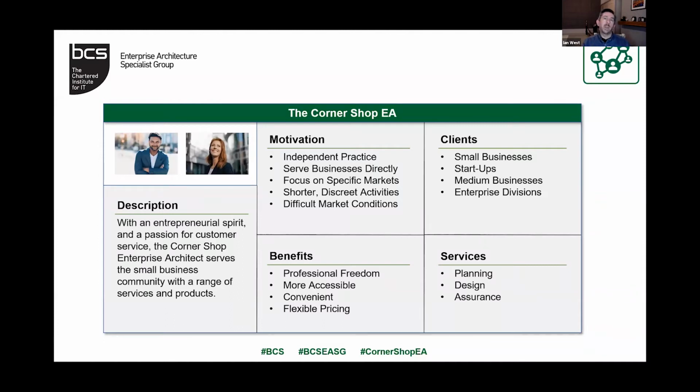So if I'm summing up the corner shop EA, it's really a small independent practice or individual who's able to deliver those services to small, medium businesses, startups in a nice packaged way, which is, as with any corner shop, accessible, readily available, convenient, and priced at the right point for the purpose that they have.